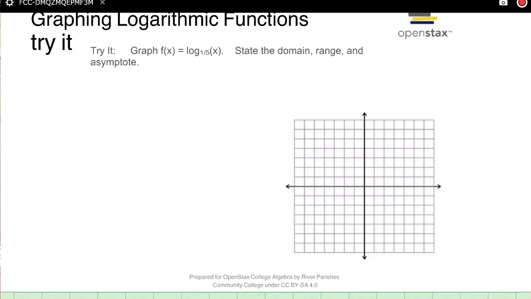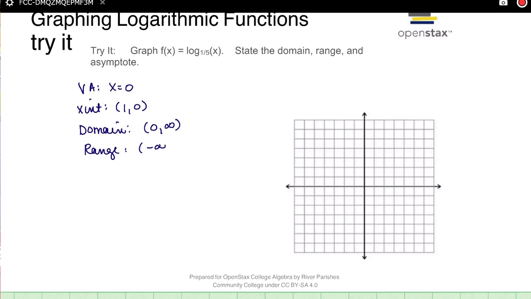Okay, so let's see. The vertical asymptote is at x equals 0. The x-intercept is at 1, 0. The domain is from 0 to infinity. The range goes from negative infinity to positive infinity. So the only thing that changes is the key points.